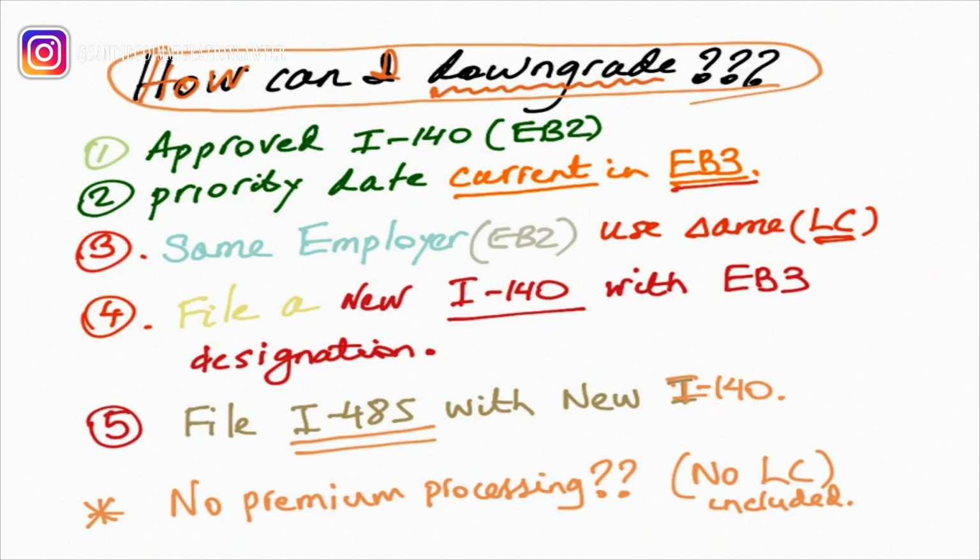For you to be able to downgrade your petition, we have to look at a few things. First of all, you need to have an approved I-140, which is the immigrant petition, in your EB2 category. So that's the first thing that we need. And then we need to have a priority date that is current in the EB3 category, just like I showed when we looked at the Visa Bulletin a few minutes ago. The EB3 has to be current.